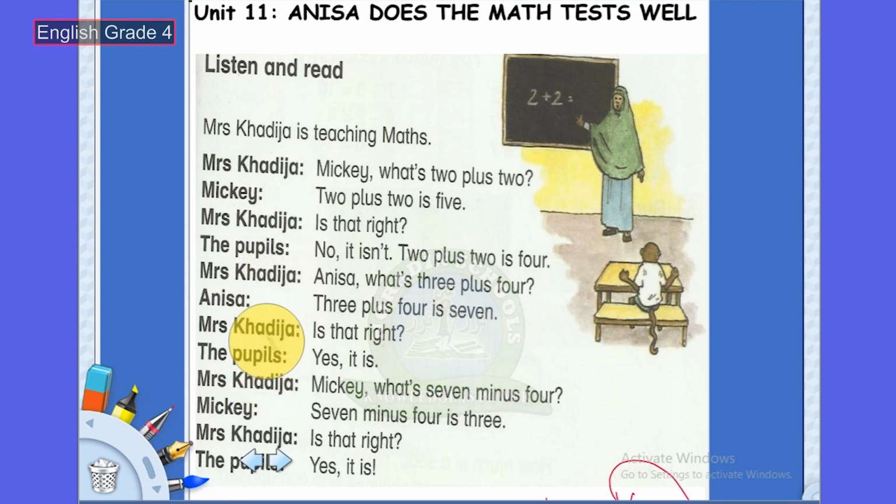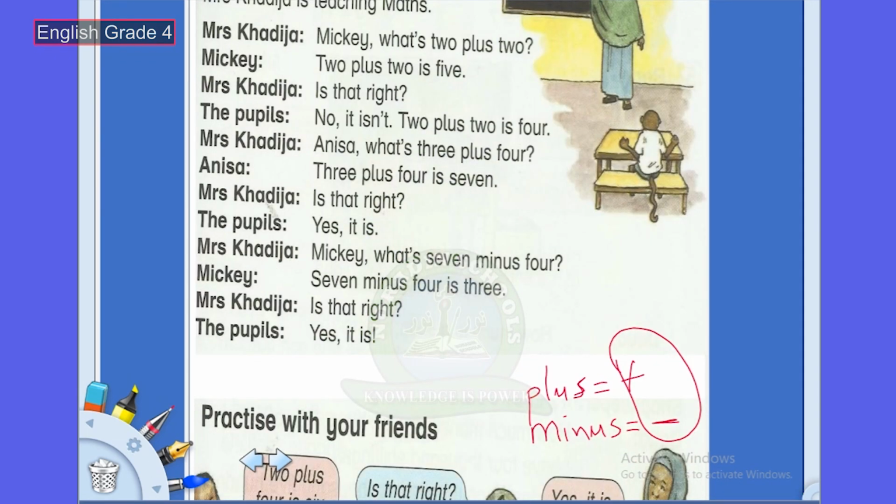Anisa answered, 3 plus 4 is 7. Is that right? The pupils said, yes, it is right. Mrs. Khadija asked Mickey, what is 7 minus 4? 7 minus 4 is 3. Is that right? The pupils said, yes, it is right.